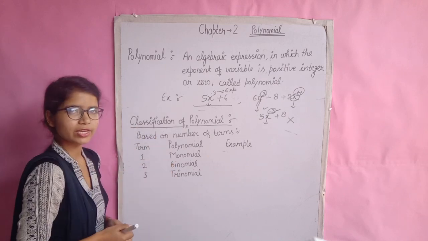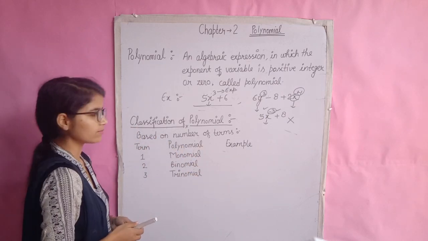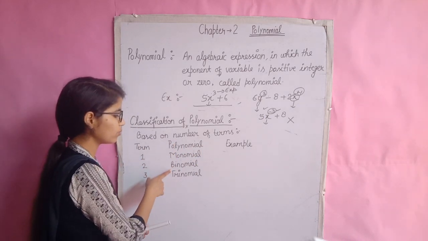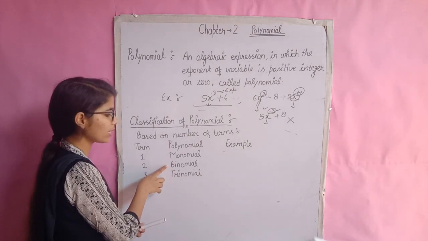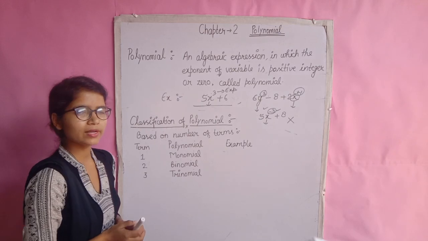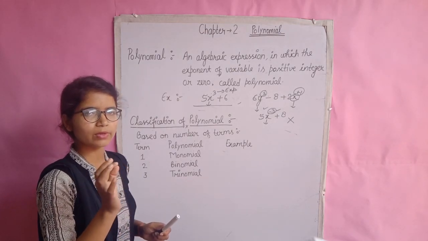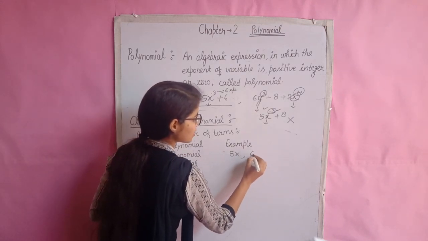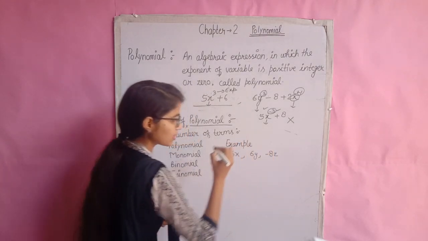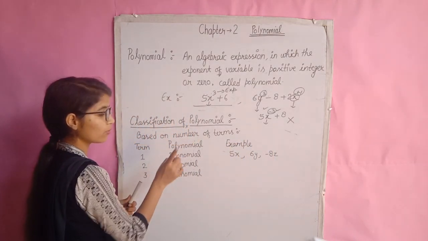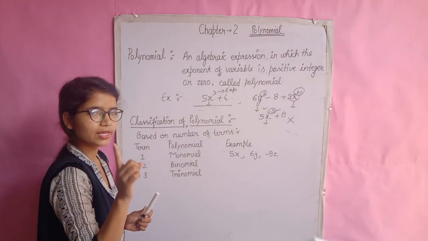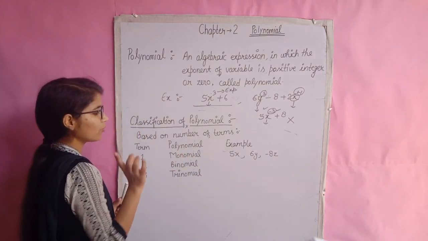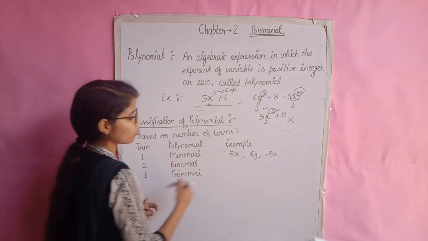Our next topic is classification of polynomials based on the number of terms. There are 3 types of polynomial: monomial, binomial, trinomial. Clear? A polynomial with one term is known as a monomial. Example: 5x, 6y, minus 8z, etc. Clear? A polynomial with only one term is known as a monomial.